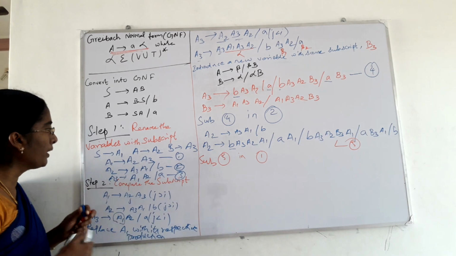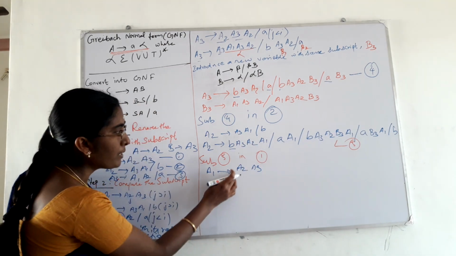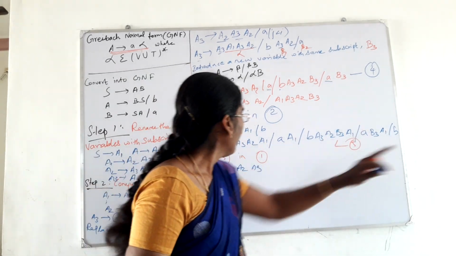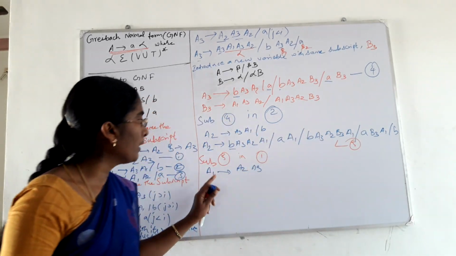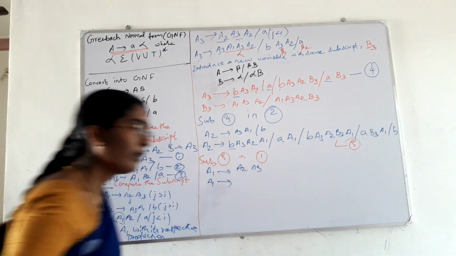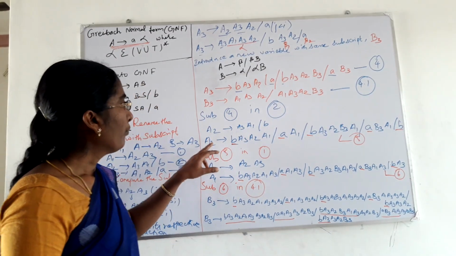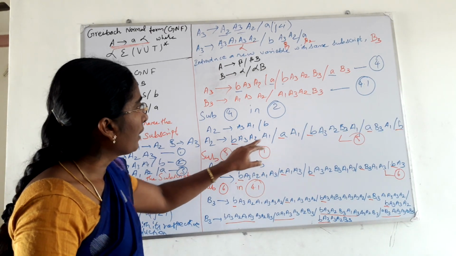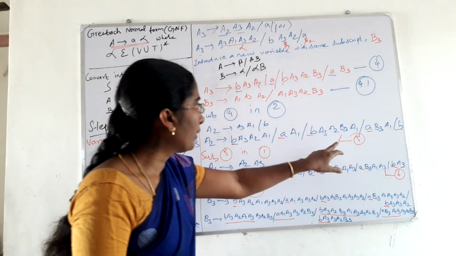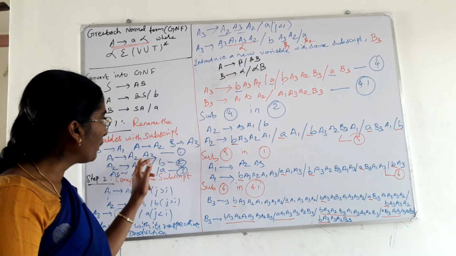What is our first production here? A1 implies A2 A3. Instead of this A2, substitute these 5 productions. Here we are having 5 productions for A2. Substitute all the 5 productions in this production instead of this A2. Like this we derive the production and name this as 5.